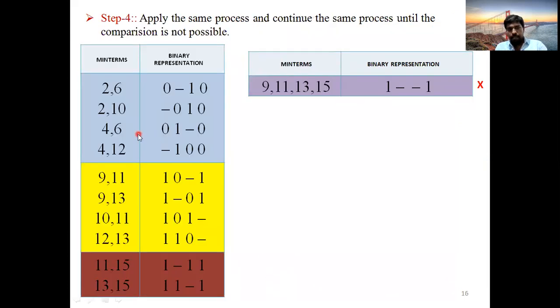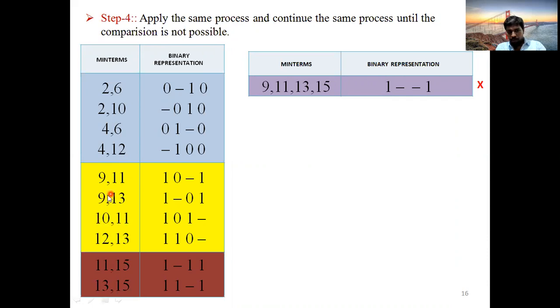Same process. See, when you compare all the terms present in group number 1 with group number 2, you won't get any single bit variance. You can verify: 2, 6 with 9, 11; 2, 6 with 9, 13; 2, 6 with 10, 11; 2, 6 with 12, 13. Likewise 2, 10 with all these 4, 4, 6 with all these 4, 4, 12 with all these 4. If you verify them, when you compare group number 1 with group number 2, you won't get any single bit variance. So you can skip that.